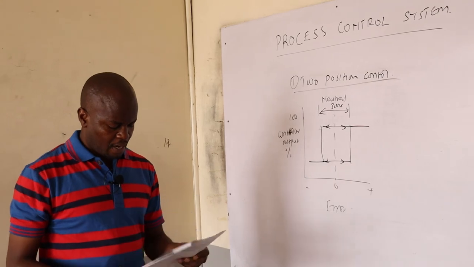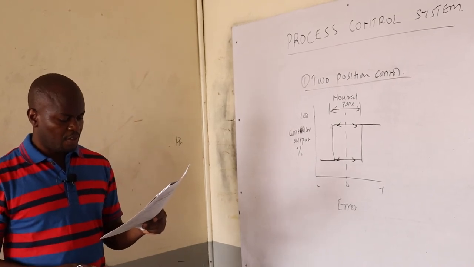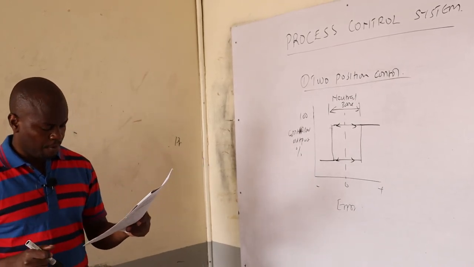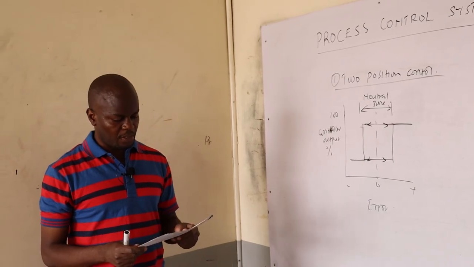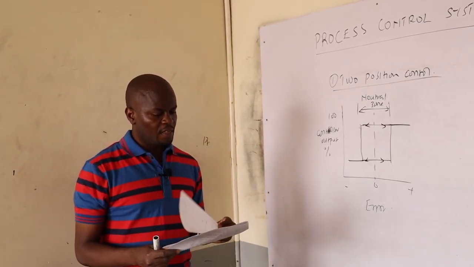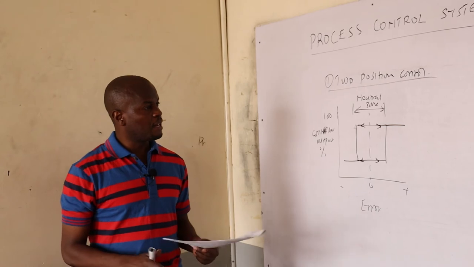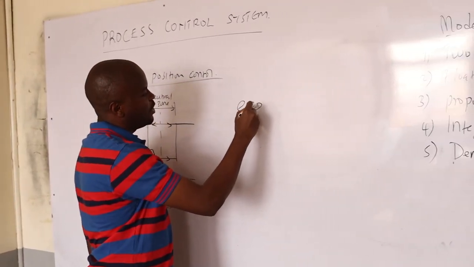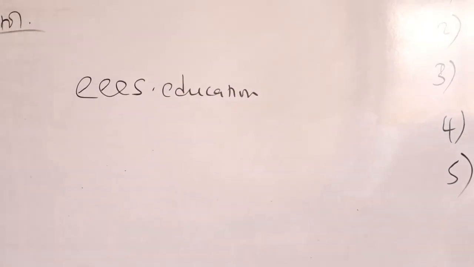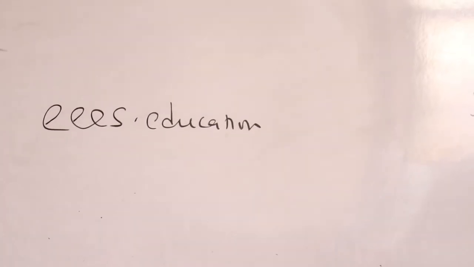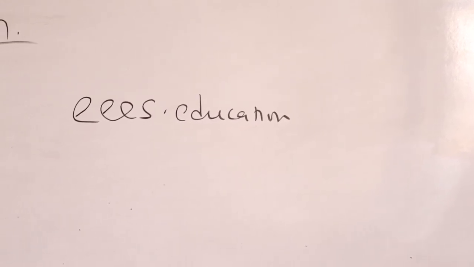And the same can be applied by use of a simple heat supply switch that puts the heat on and off. And this cycling will usually change with the temperature. And that is all as far as two position is concerned. If you want more materials, you can always make a reference to the website EES.education. There you will get more materials giving examples of the cycling and how it can be improved.